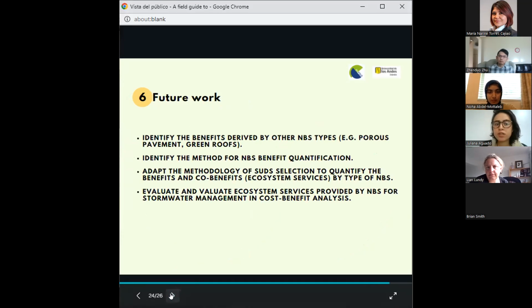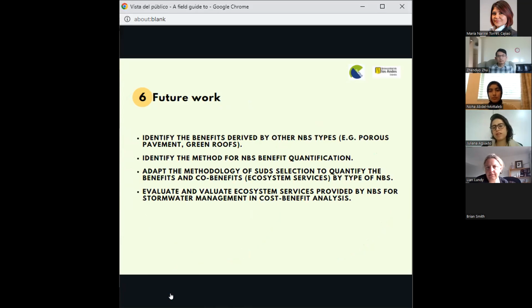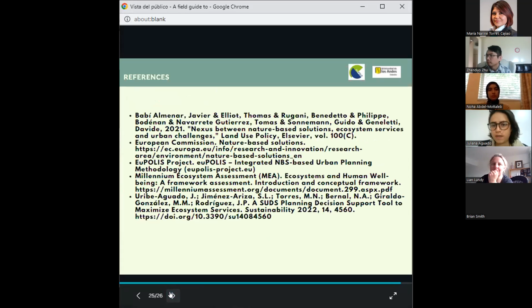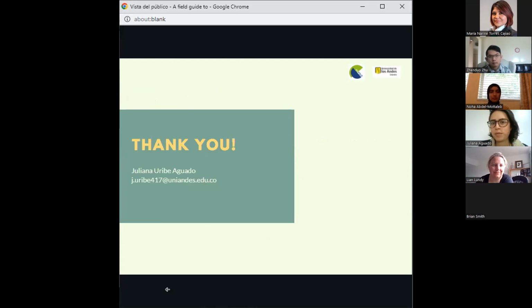So as a conclusion and future work, we want to identify the benefits driven by other types of NBS. We also want to identify the method for NBS benefit quantification, adapt the methodology of SUDS selection to quantify the benefits and co-benefits by type of NBS, and evaluate ecosystem services provided by NBS for stormwater management in a cost-benefit analysis. So this is the reference, and thank you very much.